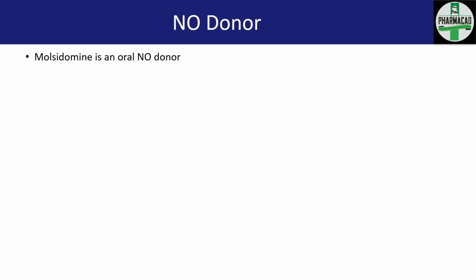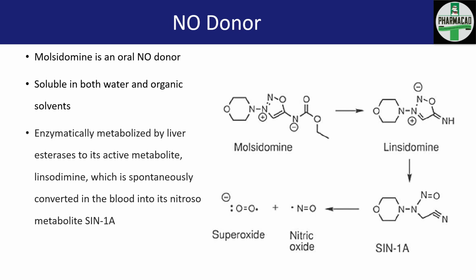Molsidomine is an oral nitric oxide donor. So the pharmacological effect of molsidomine will be the same as organic nitrates, but the mechanism of how nitric oxide is released from the parent molecule is slightly different here. This molecule is soluble in both water and organic solvents. When this molecule is administered orally, it goes to the liver. In the liver, it is metabolized into its active metabolite called linsidomine in the presence of esterase enzymes.